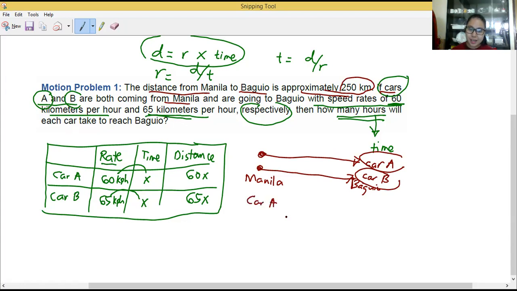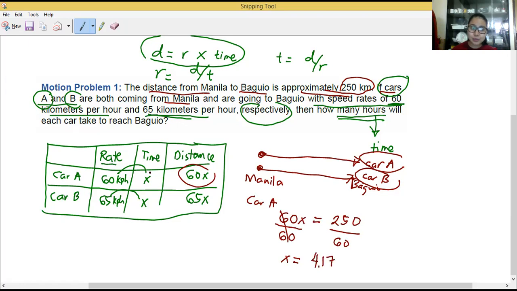So let's solve. For car A, we have the distance of car A, this one, is equal to 250. Divide both by 60. So our answer is 250 divided by 60. That is 4.17.